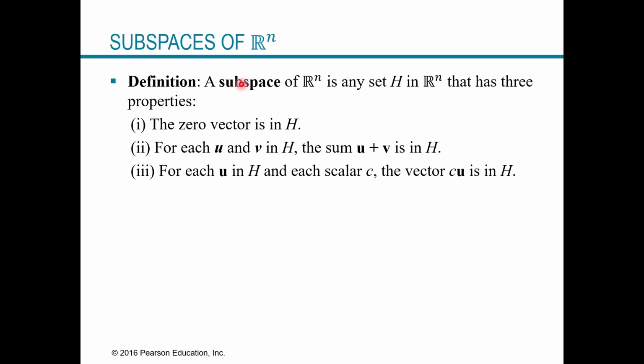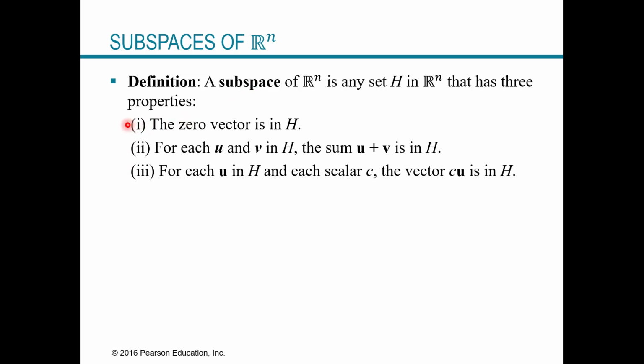We're defining what's called a subspace of Rn, and it's any set, so think of a set like a collection. In our case, it's going to be containing vectors. Any set in Rn that has the following three properties. So basically, we have to verify these three properties. If all three of these are true, then by definition, we can call that set a subspace.